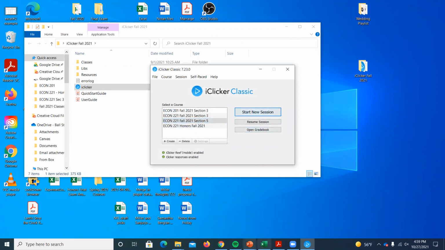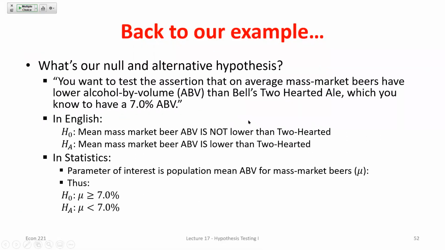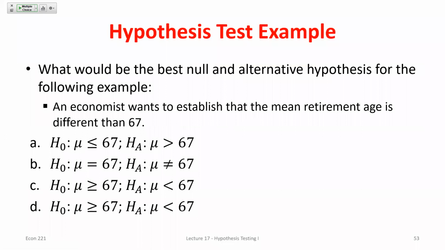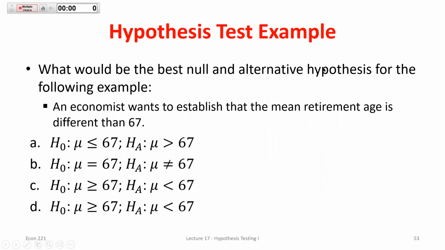We just identified the null and alternative hypothesis for our base example. So let's instead assume that we've got a sociologist or an economist who wants to test to see if the mean retirement age is different than 67. So really what we're saying is, what I want to test for is, is this population mean any other value than 67? If that's the case, what would my null and alternative hypothesis be?